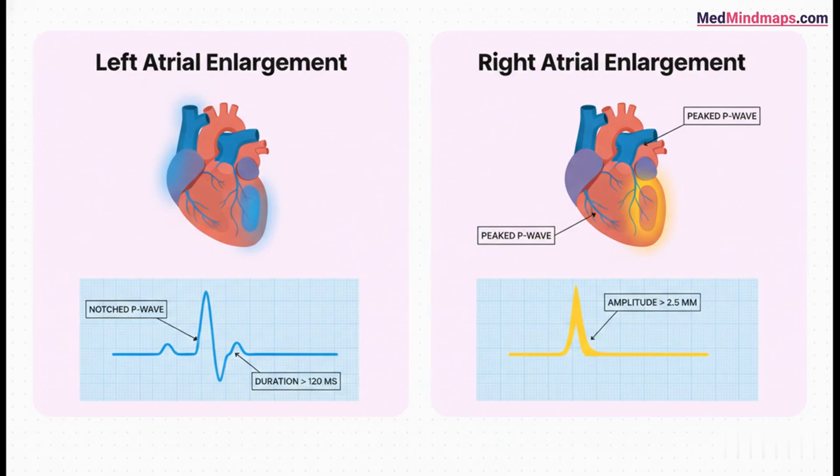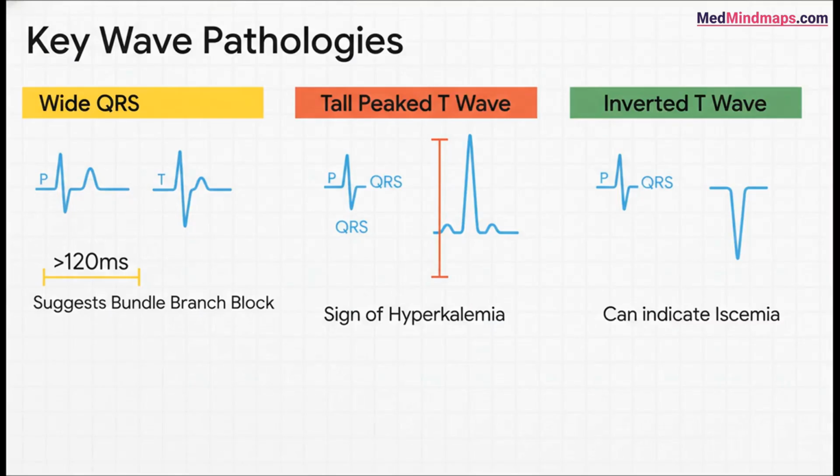If you see a broad, kind of notched P wave, we call that P mitrale, and it points to left atrial enlargement. On the other hand, if you see a tall, pointy P wave, that's P pulmonale, and it suggests right atrial enlargement. Okay, next up is the main event, that big spike, the QRS complex.